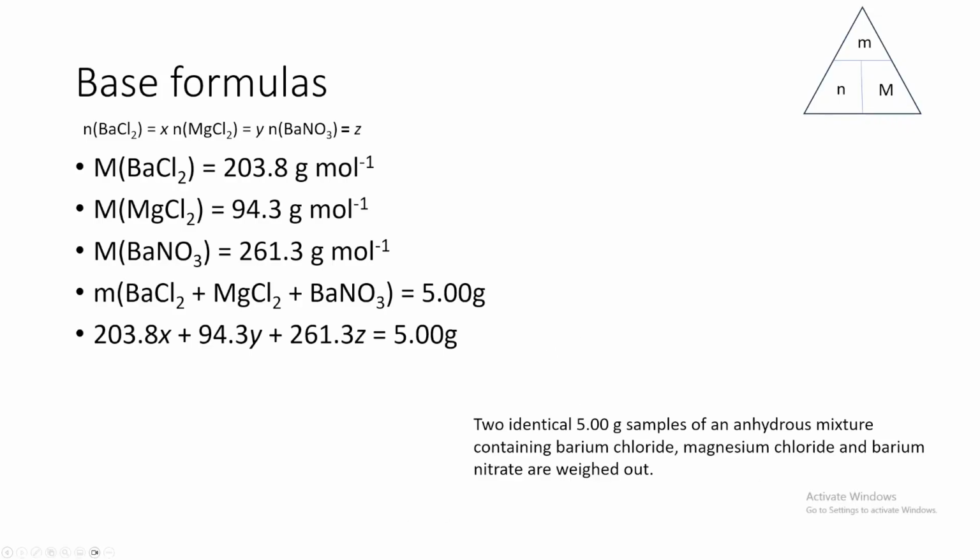Multiplying molar mass of all three by the moles of all three would get us the mass of all three, which is 5. So the molar mass of barium chloride, for example, is 203.8 grams per mole multiplied by the moles, which I put as x, y, and z. We get this equation, which will give us 5 grams. n times M equals m.